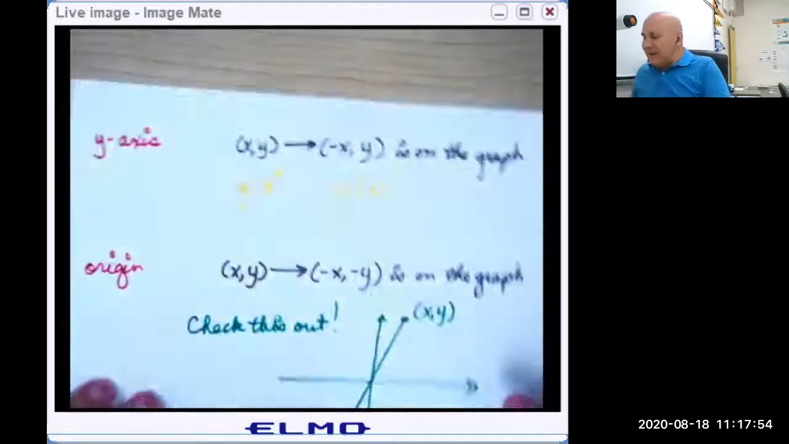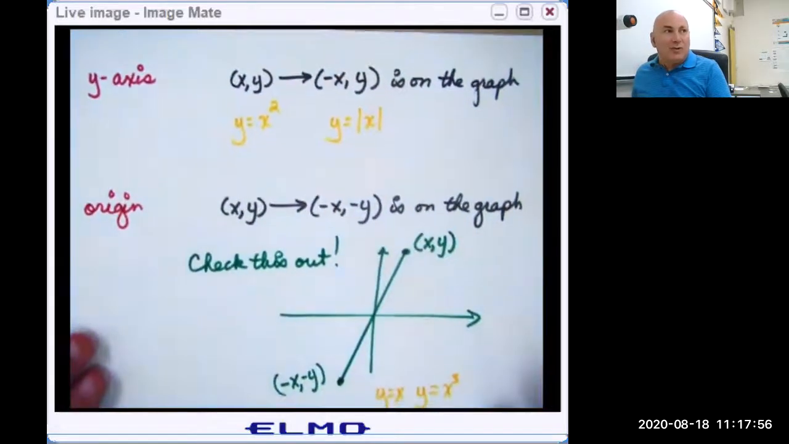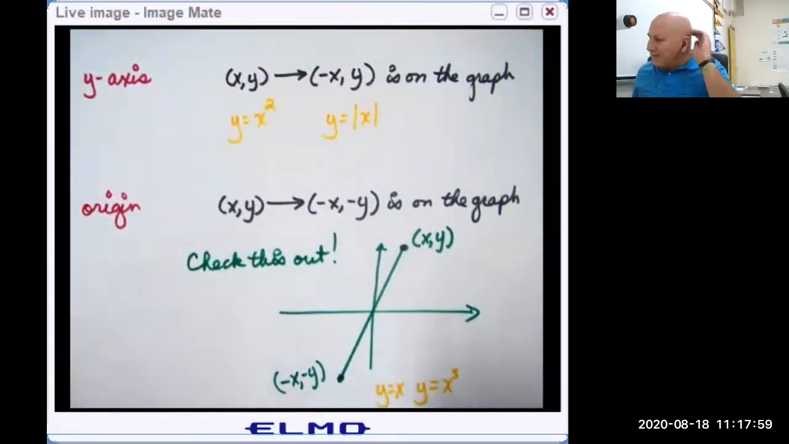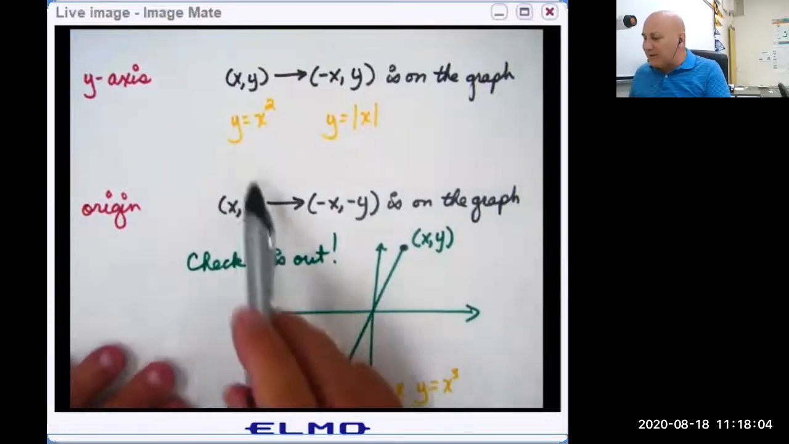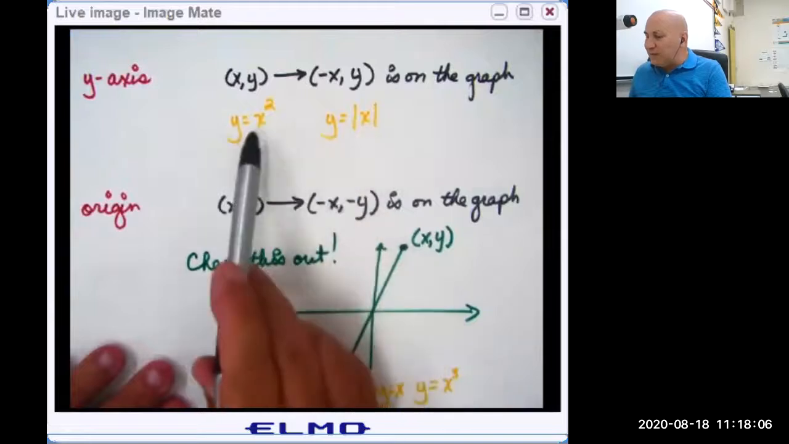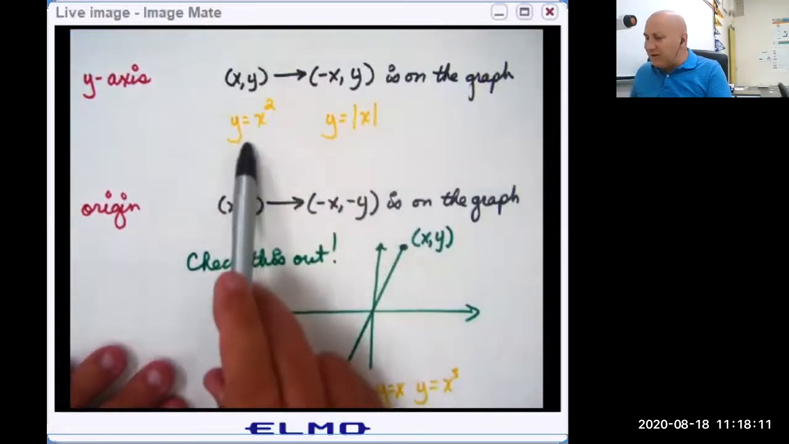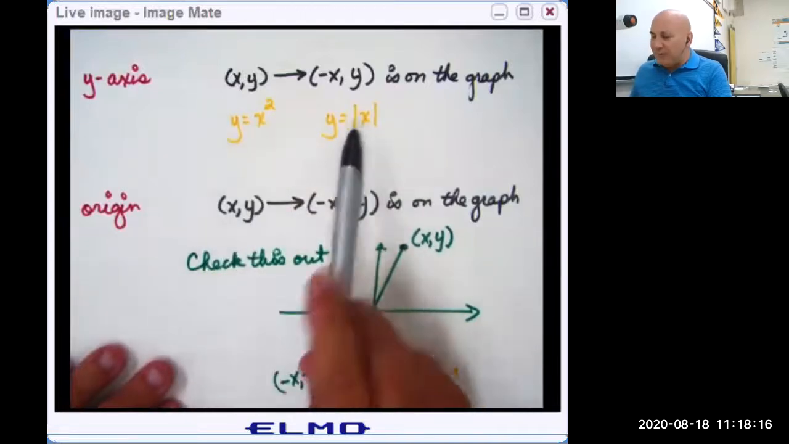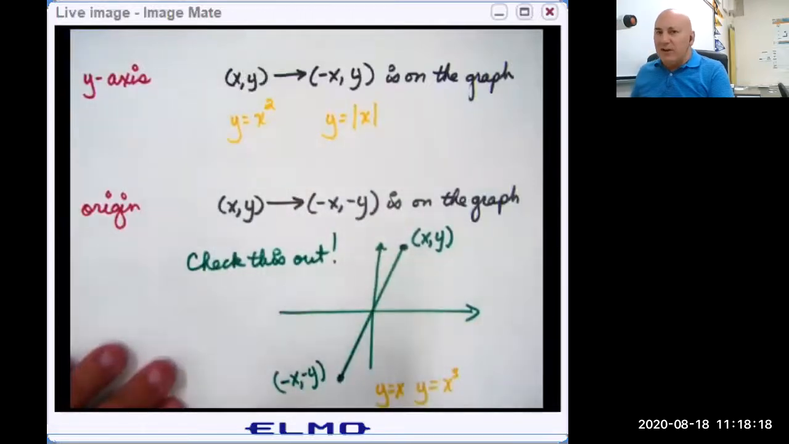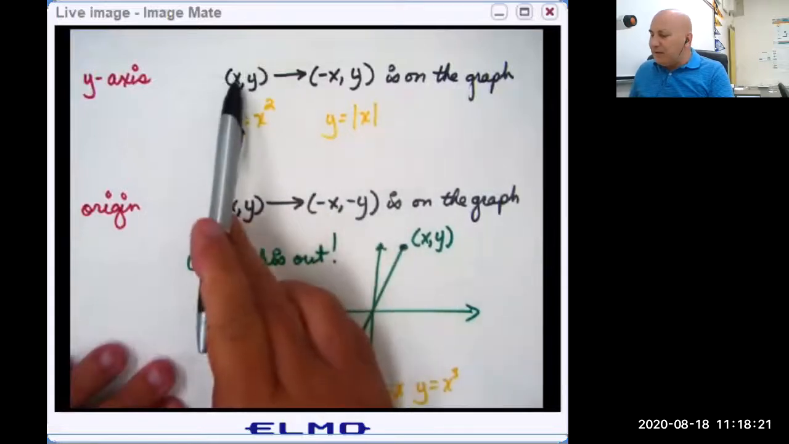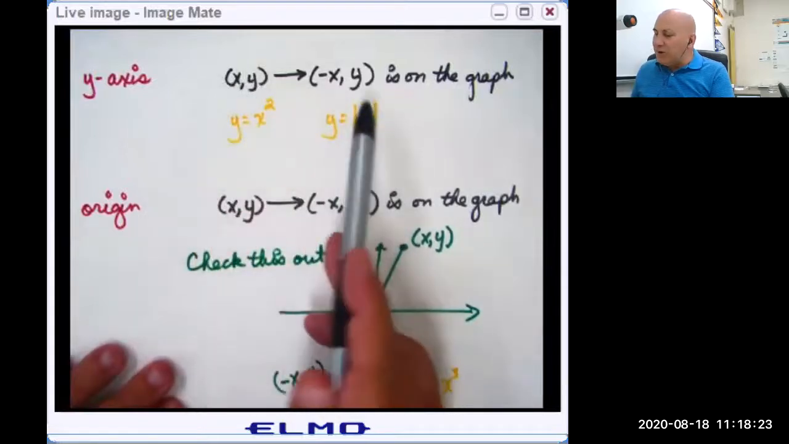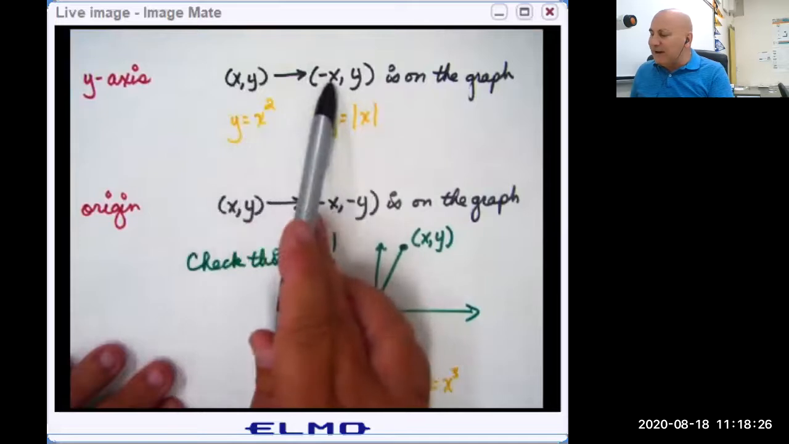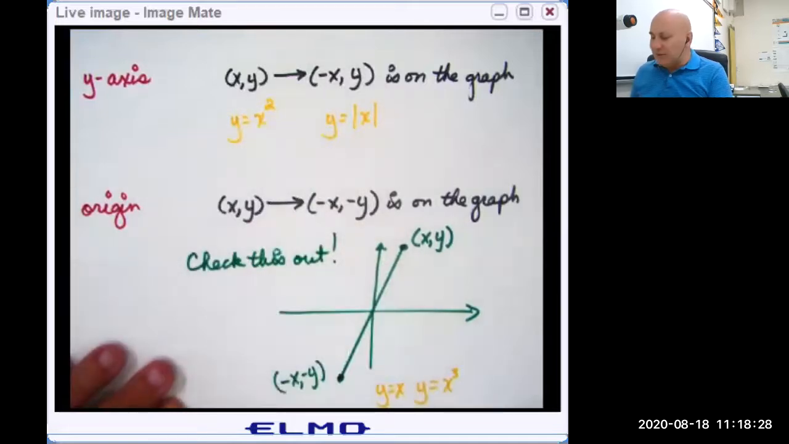What about a graph that has y-axis symmetry? In other words, the y-axis forms a mirror, and the graph is a mirror of itself around the y-axis. Well, go back and look at these two graphs. Y equals x squared. Yep, the y-axis goes right down the middle of it, and it's a mirror image on both sides. Same with the absolute value graph. And what happens there is, if x, y is on the graph, then to flip it over the y-axis, negative x, comma y also has to be on that graph.